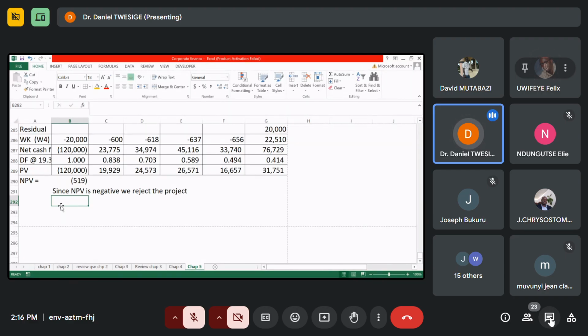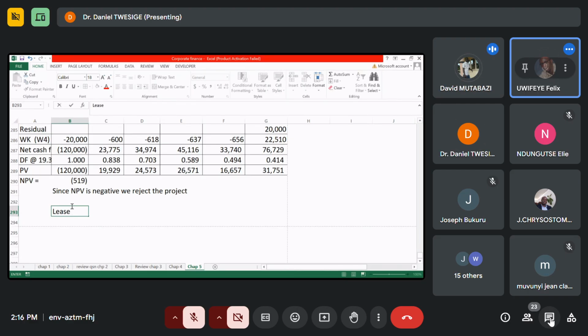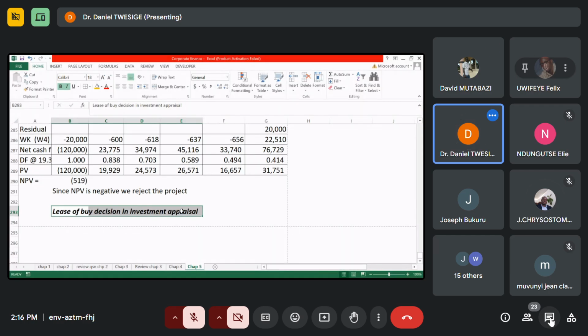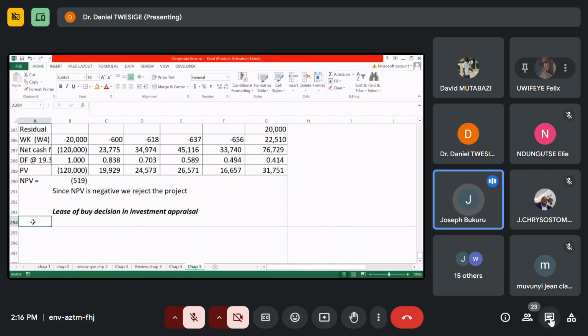So there's something I didn't talk about, which is lease or buy. I want to introduce that one since we are here. Lease or buy decision in investment appraisal. It is O, but O, not off.